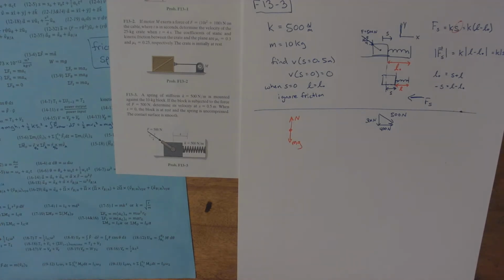So look at the sum of the forces in the x direction, find the acceleration in the x direction as a function of the position, and then see if you can find the velocity when the position is equal to 0.5. And when you're ready, you can unpause the video and see what the solution is.